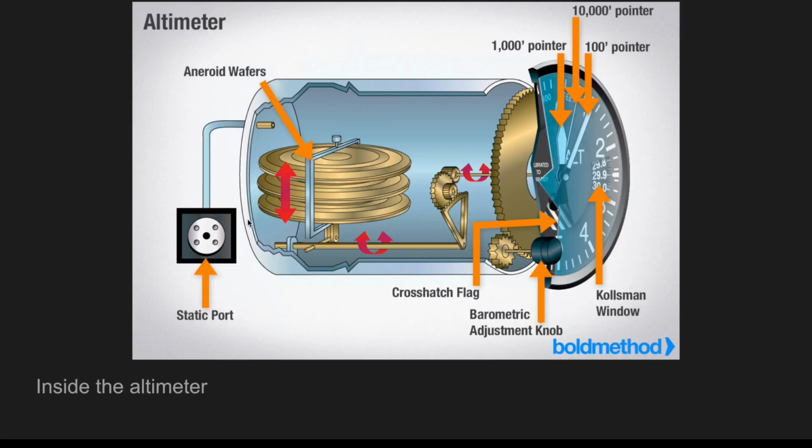So how does the altimeter work? It does not use the pitot tube, it just uses the static port. And the static air comes in and we have these things called aneroid wafers, and they get pushed up and down, which turns the linkages, which then turns the hands. So when you're setting this knob, you're really just calibrating these gears in here so that when they start to turn, they have a good place that they've started from.